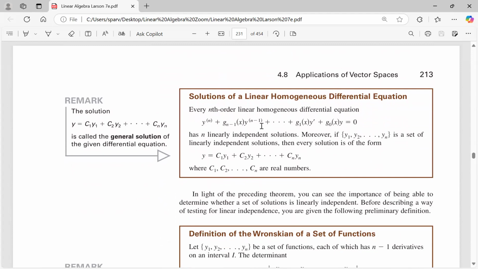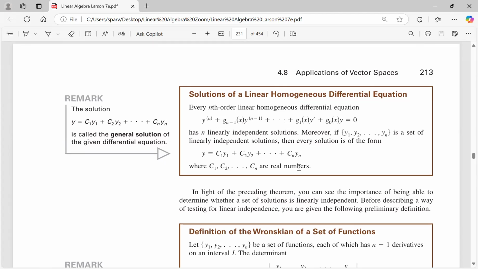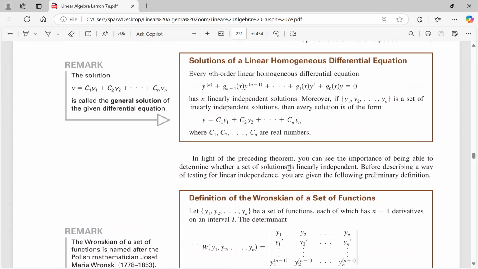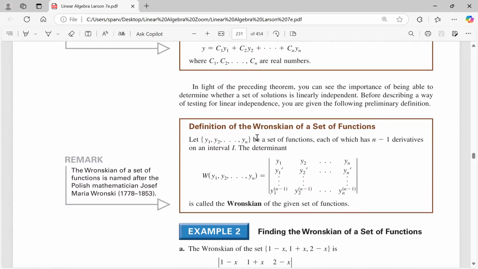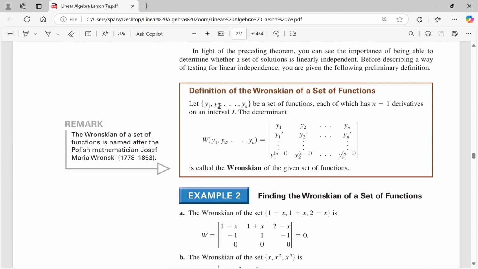Okay, now what are we doing this for? Now, the solution of linear homogeneous differential equations has n linearly independent solutions, and the solutions are in this form. The solution is of the form C1y1 plus C2y2 plus up to Cn yn. And so that's just the solution. Now, how we find these y1, y2, yn remains to be seen, right?